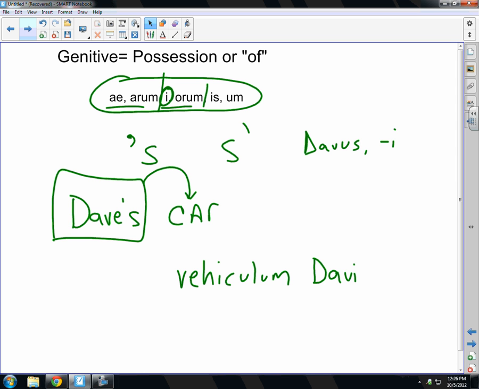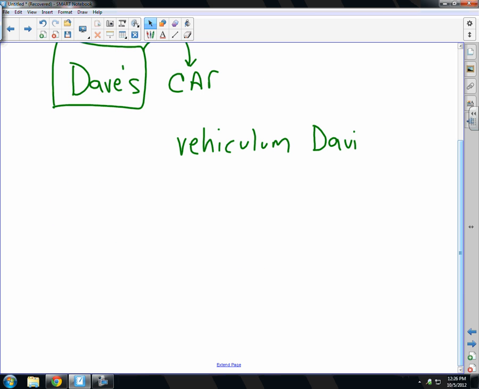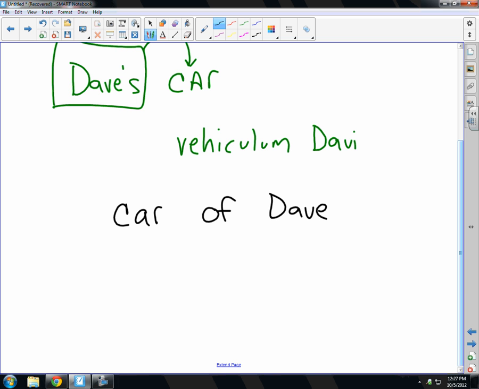So, what is possession in English? S apostrophe or apostrophe S. So when I get one of these genitive endings in Latin and I'm trying to translate it into English, if I know it's genitive, I'm looking for apostrophe S or S apostrophe. The other possibility, and it really works out the same way, is if I have a car, I use the word of plus the noun that I'm dealing with. In this case, we're talking about Dave's car or the car of Dave. Both of those mean the same thing. This of Dave is still a possession of the car.